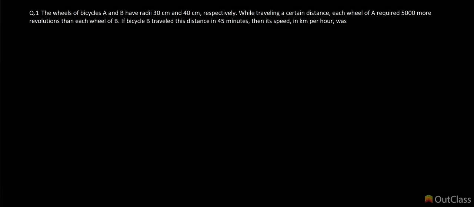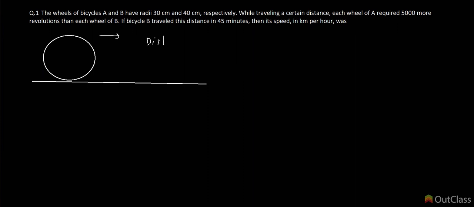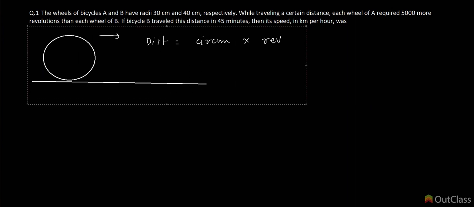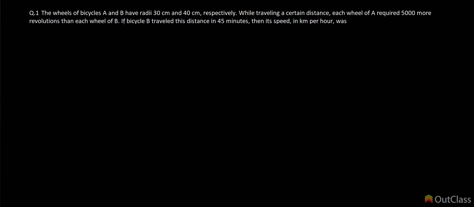So the first thing to realize is that when you have a circular wheel rolling without slipping, the distance is equal to the circumference into the number of revolutions. Let's just hold on to the thought and proceed from there. We have radii given as 30 and 40 for A and B. So the circumference is equal to 2 pi r.